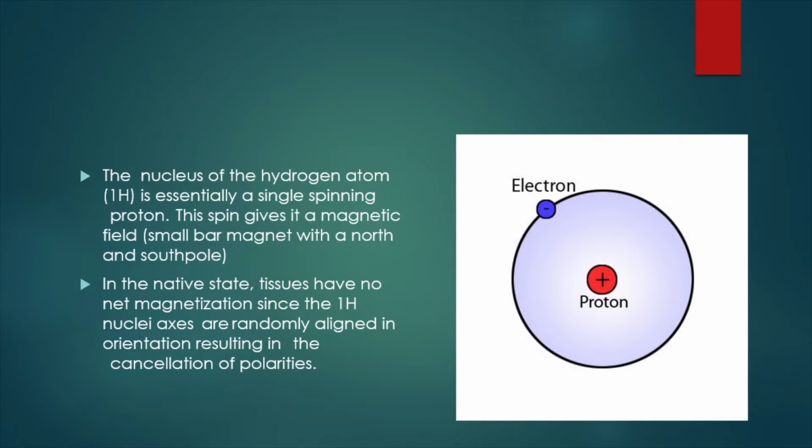In the native state, the tissues have no net magnetization since the hydrogen atoms have one positive and one negative energy, and they are randomly aligned in the body. Our body has numerous water molecules, and the positive and negative energy gets cancelled by each other, so that we have no net magnetization.